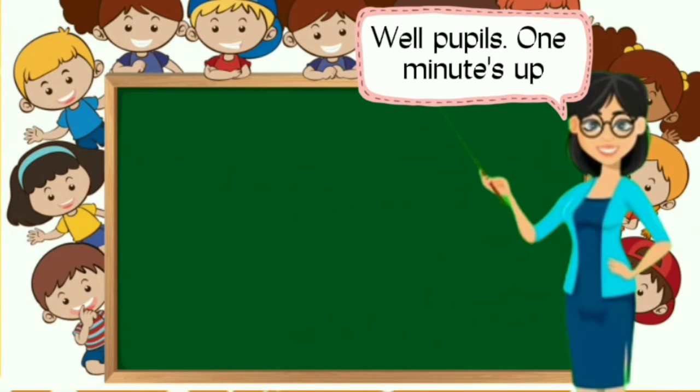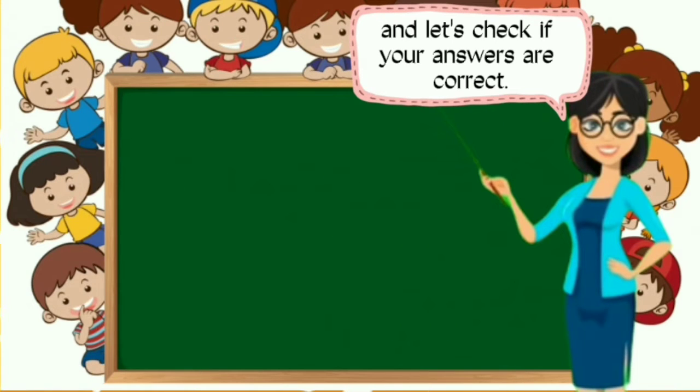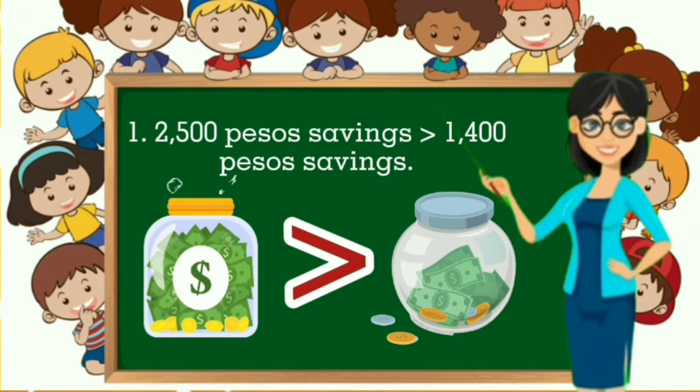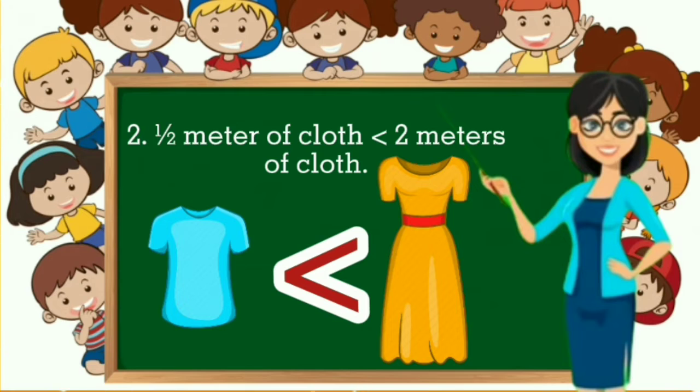Pupils, 1 minute's up, and let's check if your answers are correct. Number 1, 2,500 pesos savings is greater than 1,200 pesos savings. Are you correct? Very good, pupils. Number 2, 1/2 meter of cloth is less than 2 meters of cloth. Are you correct? Well, pupils, very good.